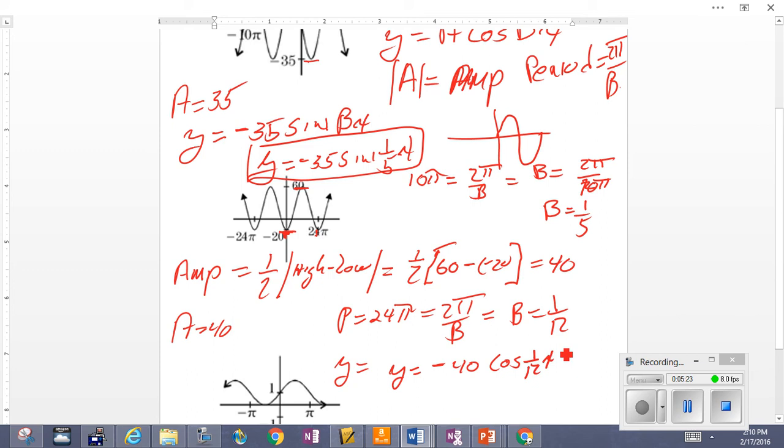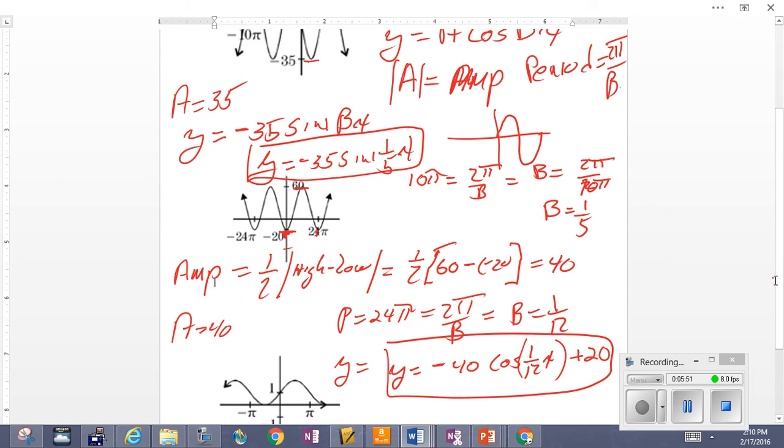Now, the only thing is that this has been shifted upward. Otherwise, with an amplitude of 40, we'd be down here at negative 40 and up to a positive 40. So we're going to say it's been shifted up 20 units. That's what I'm going with as the name of that graph.